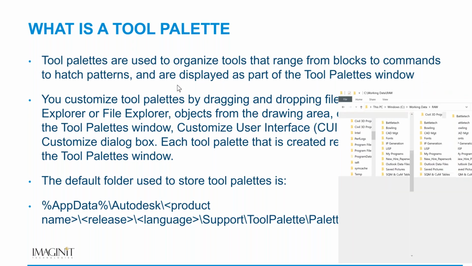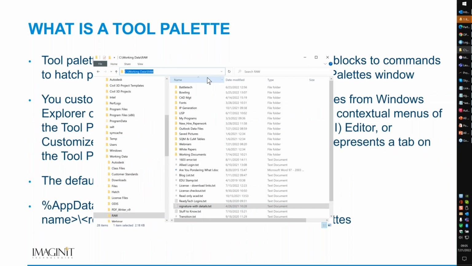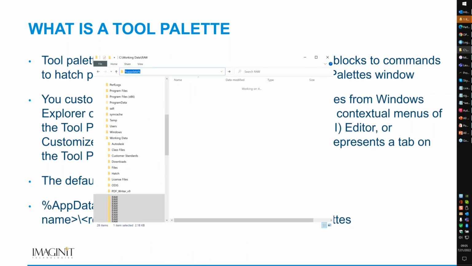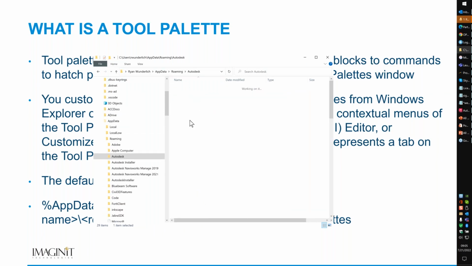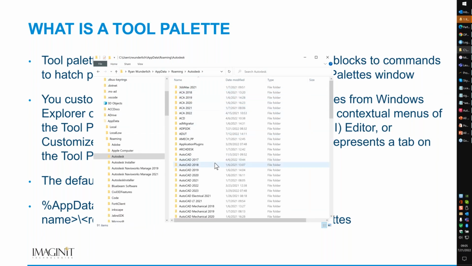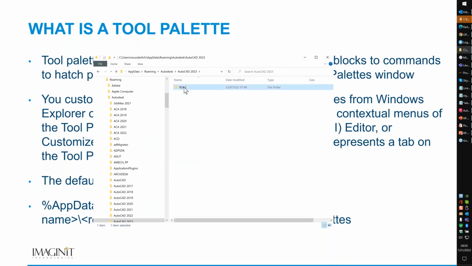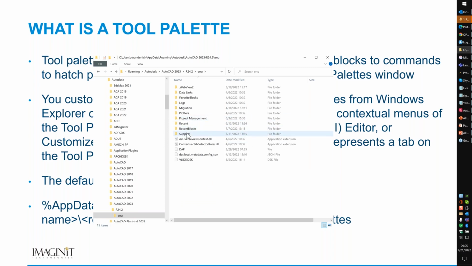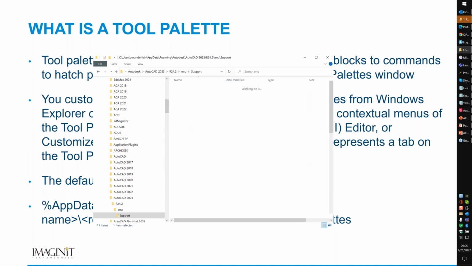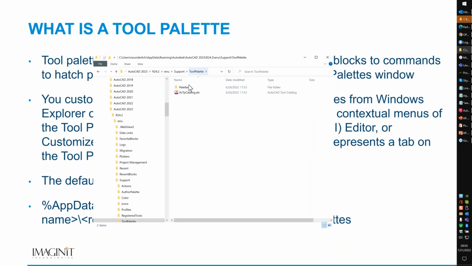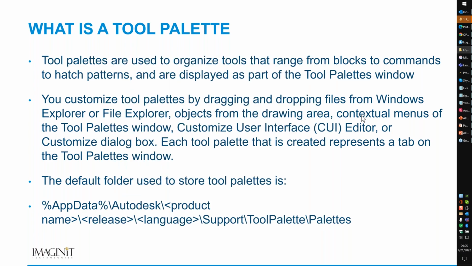Right, so if we drag this over here, I can come here, I can go %appdata%. I go to my Autodesk folder and you'll see here's all the stuff I have installed. We'll go AutoCAD 2023. Here's my R version. Here's ENU for language. And if we come to support, and here is my tool palette location. So there's my tool palette, and here's where the individual palettes are located. Want to make sure you guys knew that.